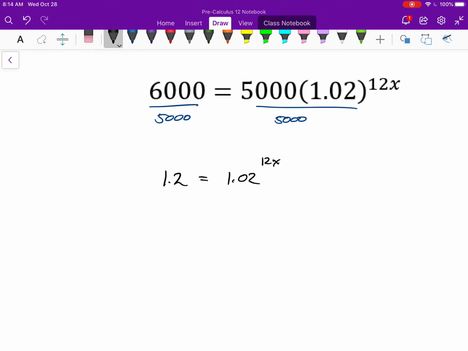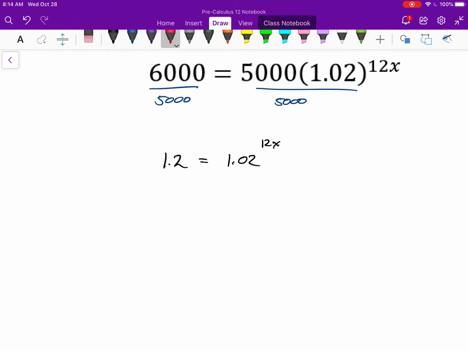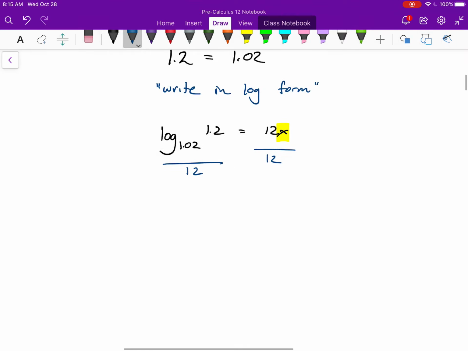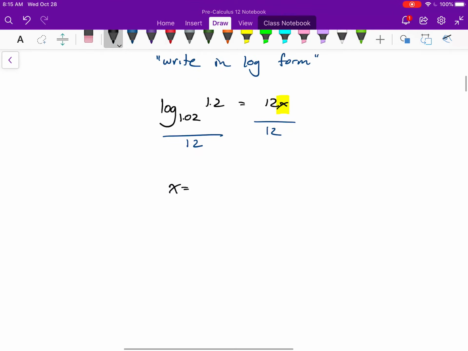Now I could log both sides, just like before, or I can take something that is in exponential form and write it in logarithmic form. We've been doing this lots in the last few lessons. In logarithmic form, it always starts with log base. What's the base? It's the base of the exponential function, which is 1.02. So log base 1.02 of 1.2 equals 12x. Now to solve for x, all I've got to do is divide both sides by 12. And so x is going to equal a kind of weird, messy logarithm, but that's okay. x equals the log base 1.02 of 1.2, all divided by 12.